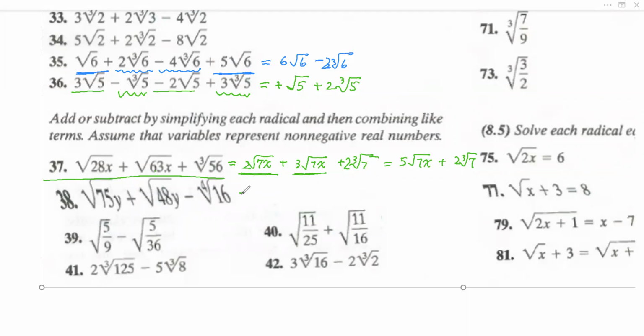Let's see 38. 38 is 75y. So we can change it to what? You can see this y is actually outside. 75 is 25 times 3, right? So 25 times 3, the square root of 25 equals what? 5 square root 3y, right?